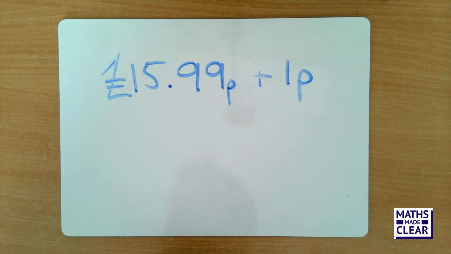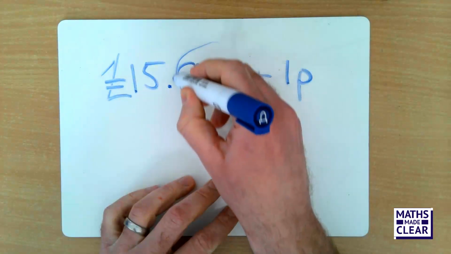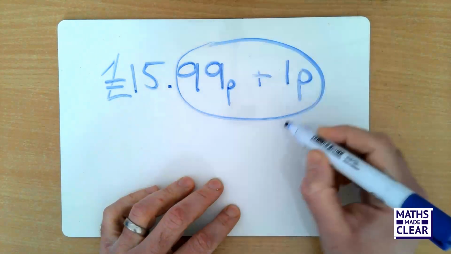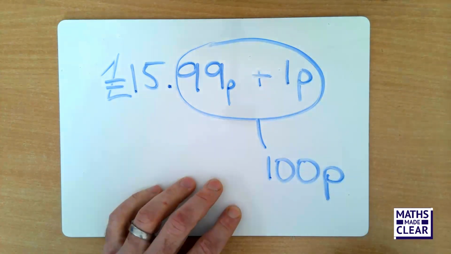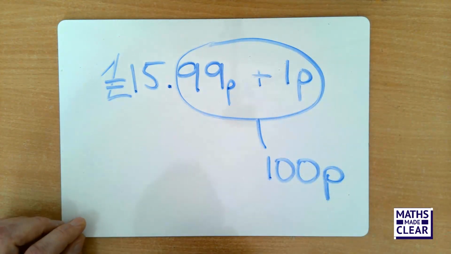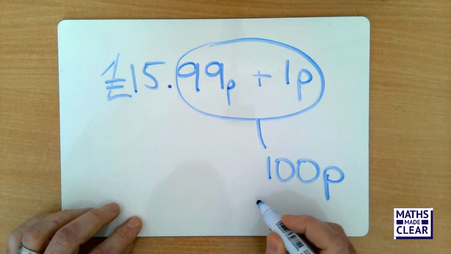So if we had £15 and 99 pence, for example, and added a penny, then we would have to turn those 100 pennies, going back to addition and subtraction, we'd have to make an exchange to form a new pound. So it would be £16.